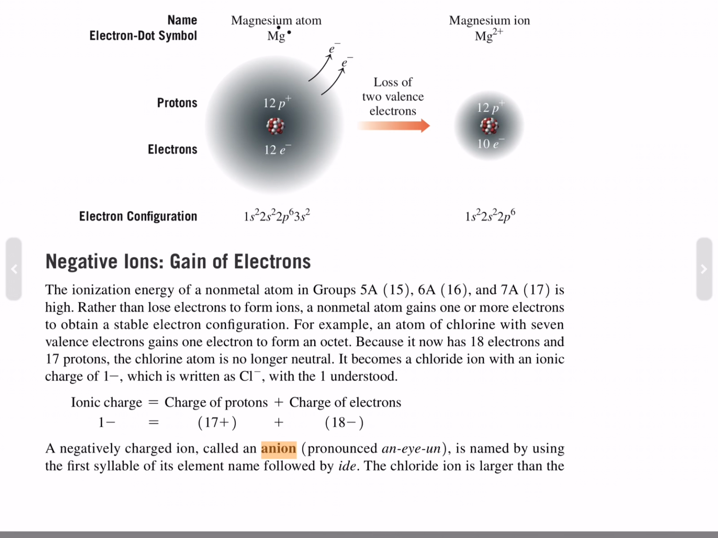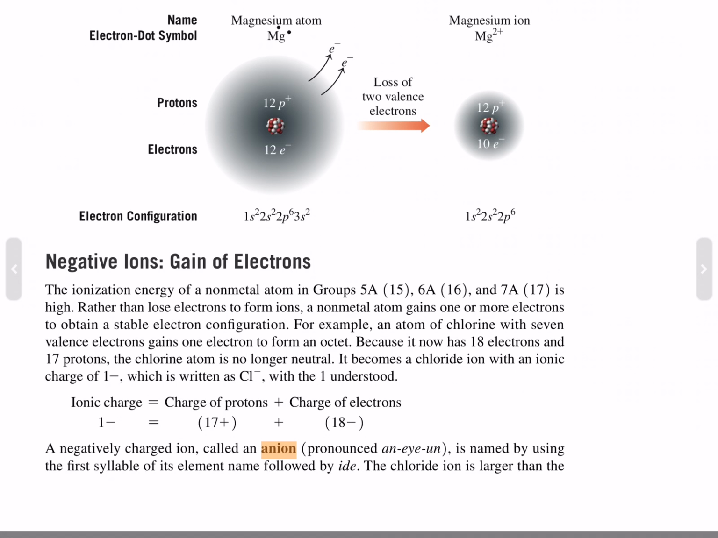Negative ions, gain of electrons. The ionization energy of a nonmetal atom in groups 5A, 6A, and 7A, 15, 16, 17, is high. Rather than lose electrons to form ions, nonmetal atoms gain 1 or more electrons to obtain a stable electron configuration. For example, an atom of chlorine with 7 valence electrons gains 1 electron to form an octet.